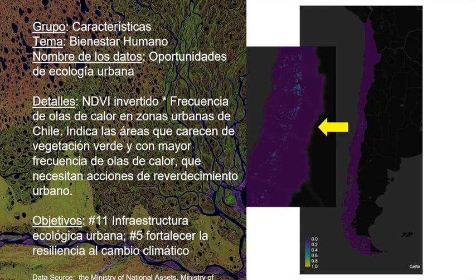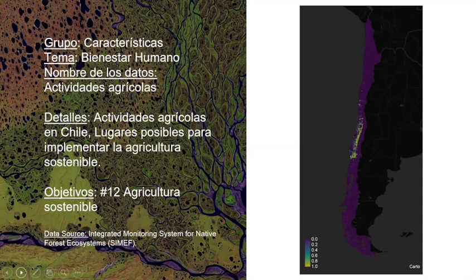It's done. So we can move on to the last and final layer of the session. What great stamina and work ethic from everybody. We've made our way through 21 and we're now on our 22nd and last planning feature. This is supporting sustainable agriculture, the policy target number 12. And this is a map of agricultural activities in Chile from the Integrated Monitoring System for Native Forest Ecosystems.